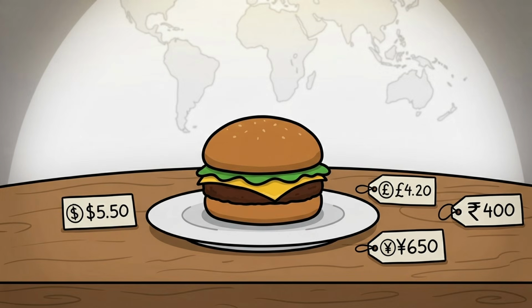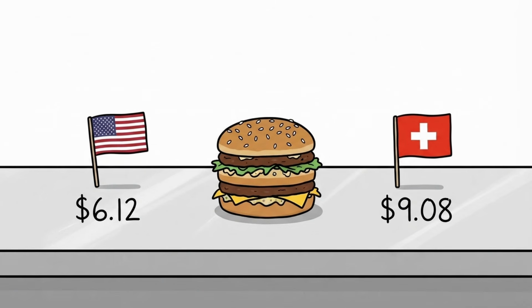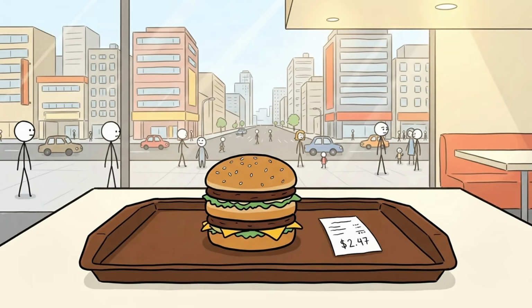So if a burger costs wildly different amounts in different countries, that tells you something about their currencies. In January of 2026, a Big Mac cost $6.12 in the United States. In Switzerland, $9.08, which means the Swiss franc is overvalued by about 48%. In Taiwan, $2.47, meaning the Taiwanese dollar is undervalued by almost 60%. Same burger, less than half the price.